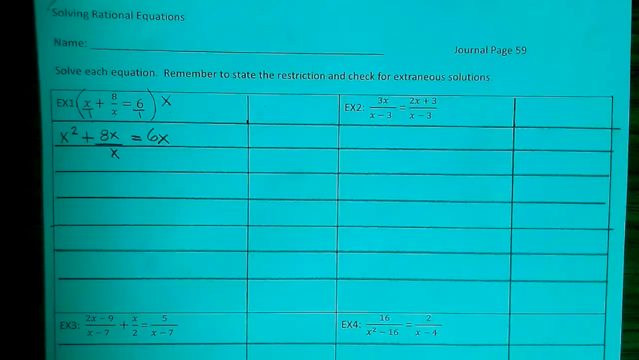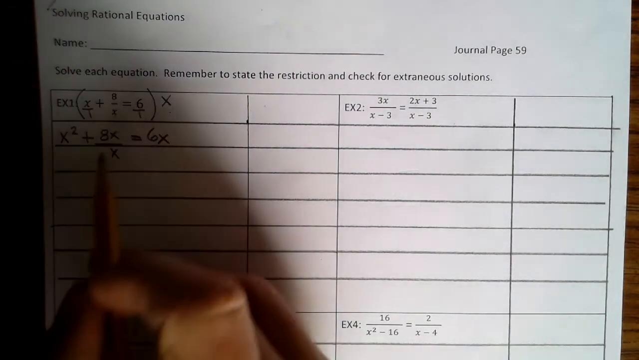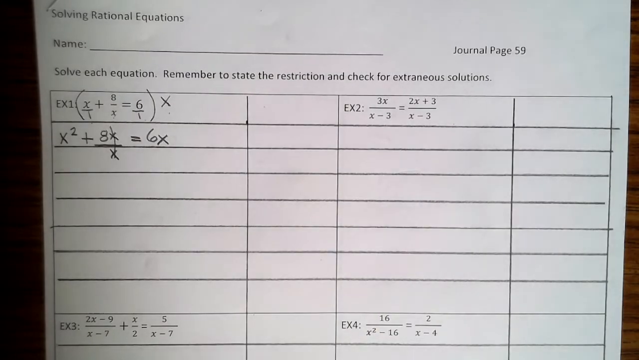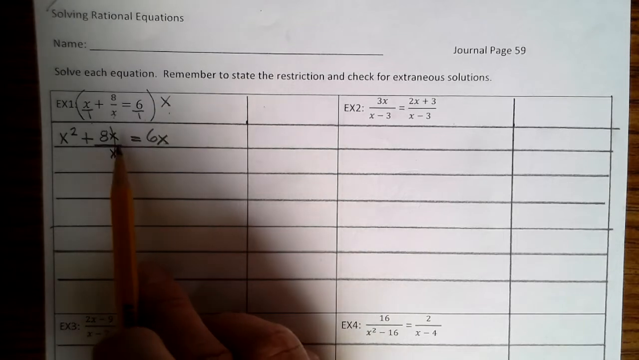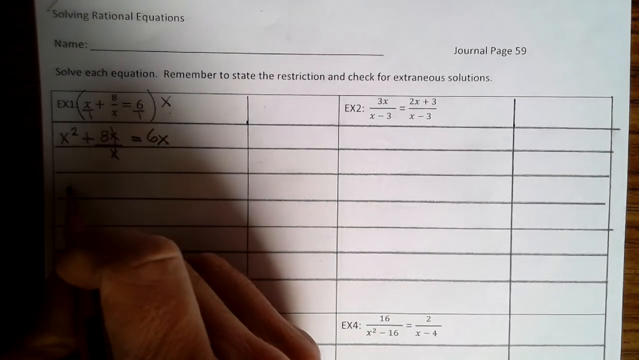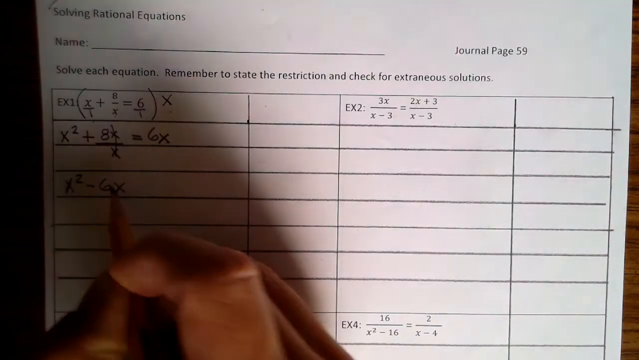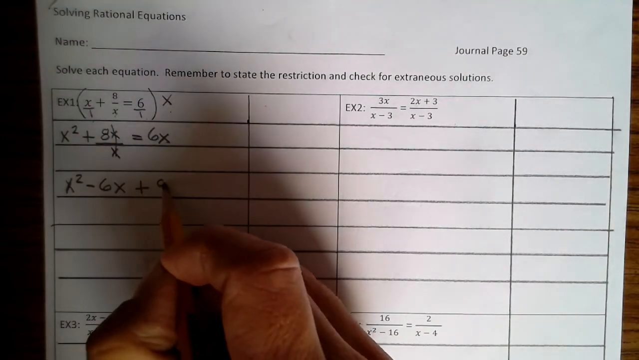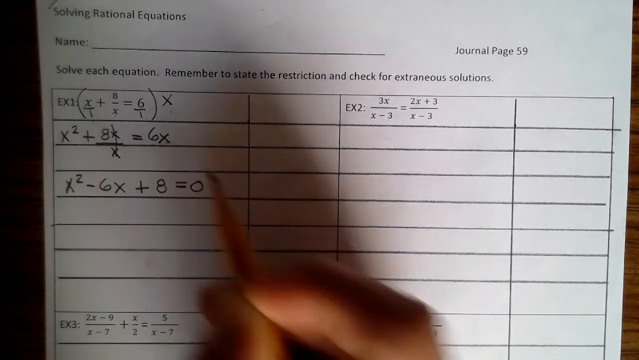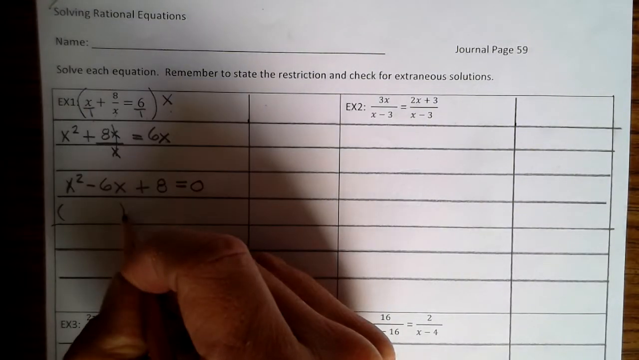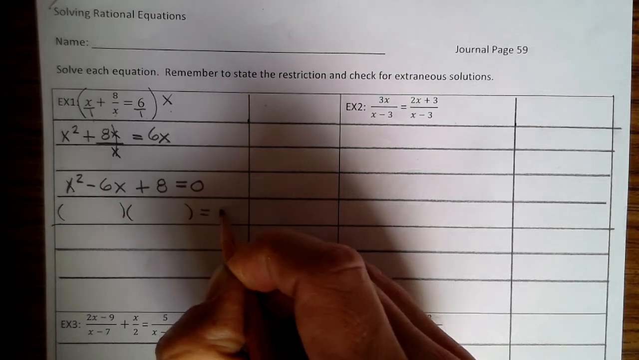Okay, now anything divided by itself is 1, so this divides and becomes 1. Okay, now we're going to subtract 6x from both sides, so that's x squared minus 6x plus 8 equal to 0. Now at this point we're going to factor. We know two parentheses. We know x and x makes x squared.